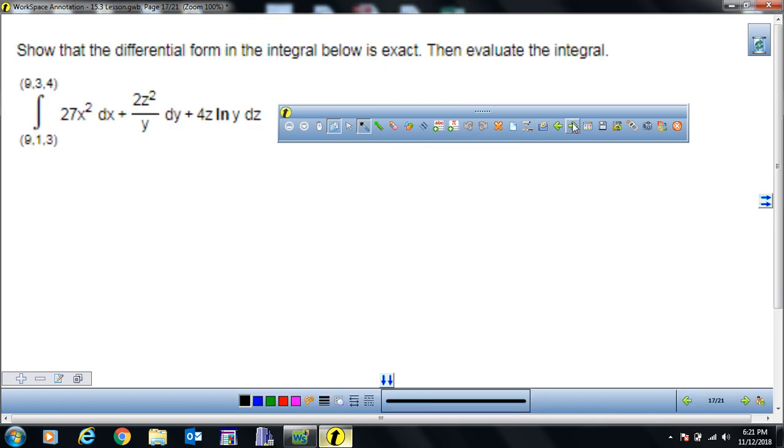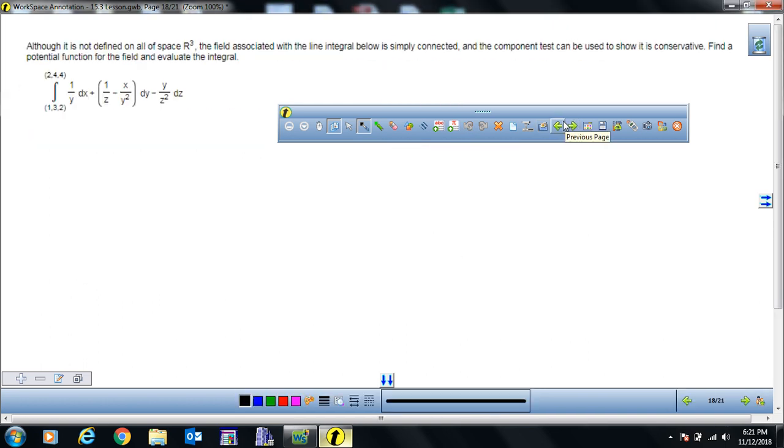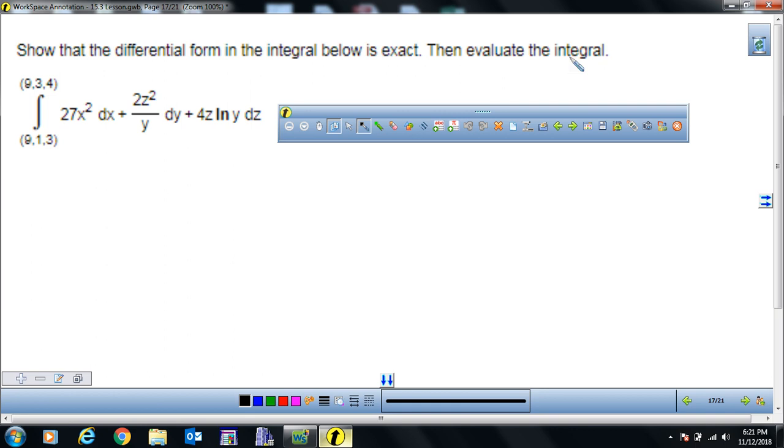Next. Alright, so we're going to do probably a few more on potential functions.